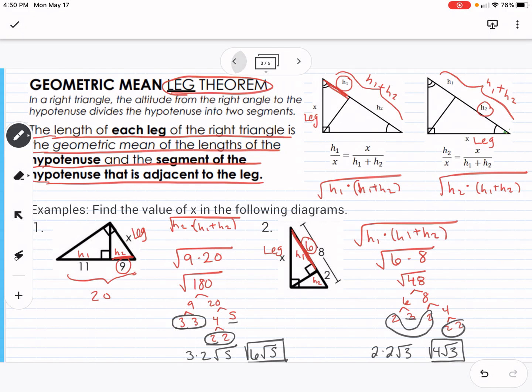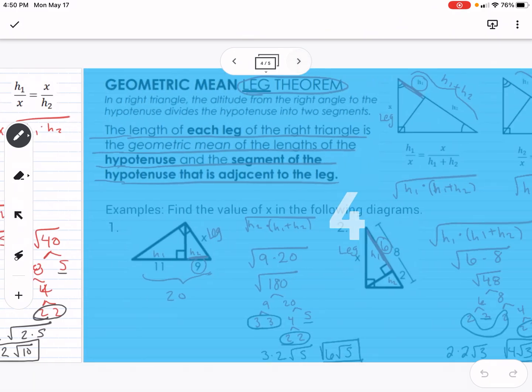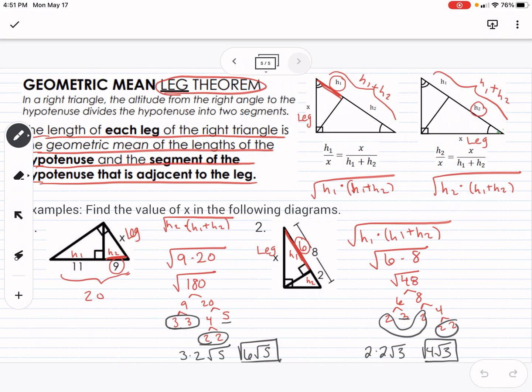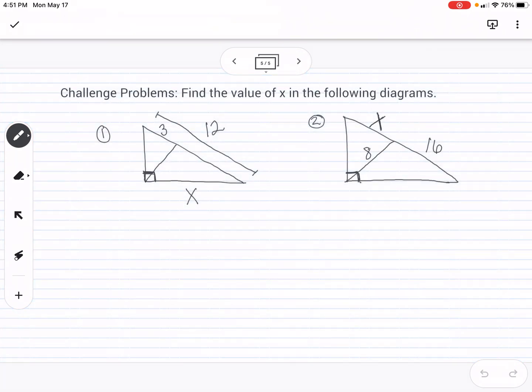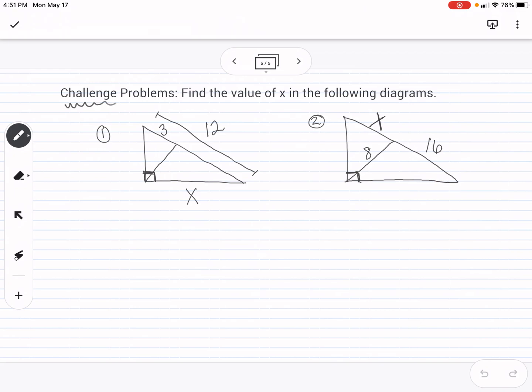So just to summarize, when you're finding the altitude, which is from the 90 to the hypotenuse, you multiply the 2 segments of the hypotenuse and square root them. When you're finding the leg, you multiply the piece of the hypotenuse that's touching the leg times the whole hypotenuse and square root it. Here we have some challenge problems. It's kind of like mixed review.